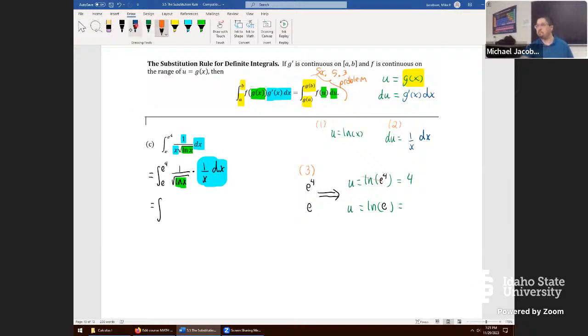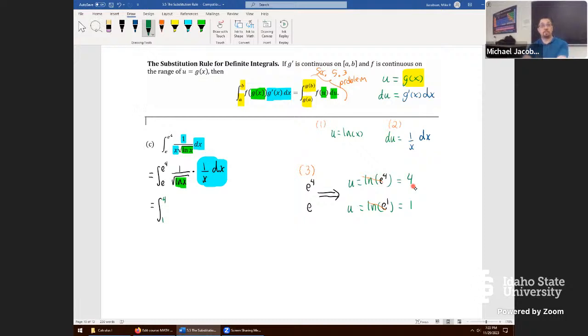There's a cancellation on this one, but sometimes not a bad idea to put a power on your e, because it's not like everything disappears. When you cancel, you get a 1 on this one. So that's our lower limit. That's our new upper limit. We're integrating from 1 to 4 now.